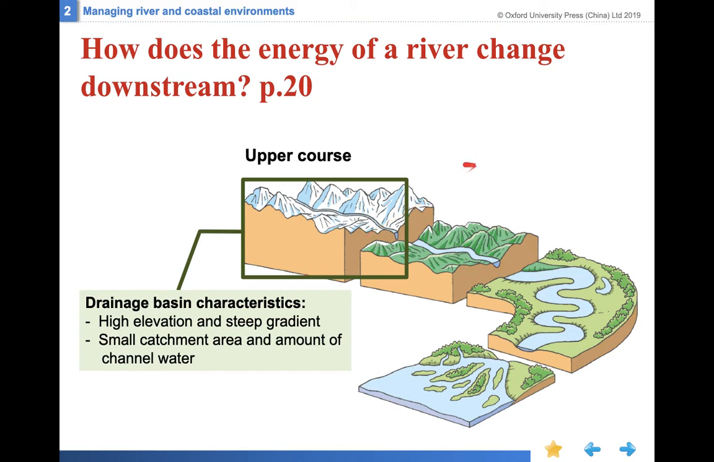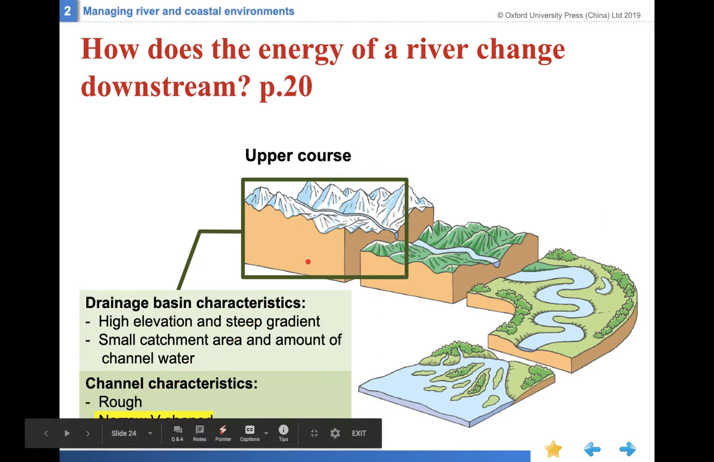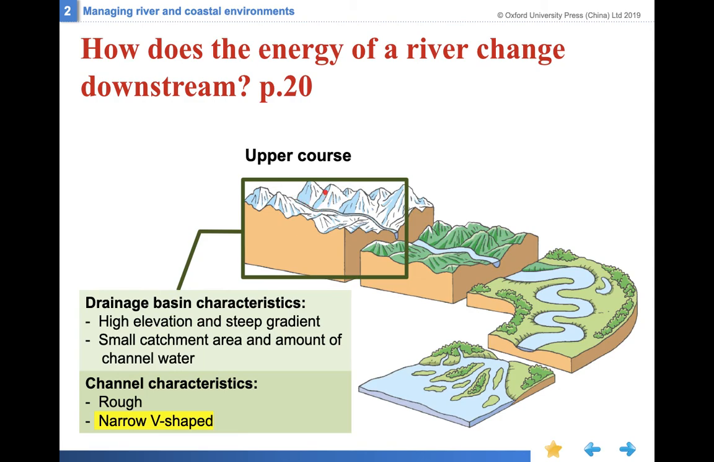So for the upper course, because the gradient is very steep and the catchment area is small, the amount of water is small in the upper course. And there are many stones and pebbles. From the pictures that we show you, you can see the upper course river bank and riverbed is very rough with many stones and rocks on it. And they have a narrow V-shaped channel at the upper course, so that's why they got little river energy.